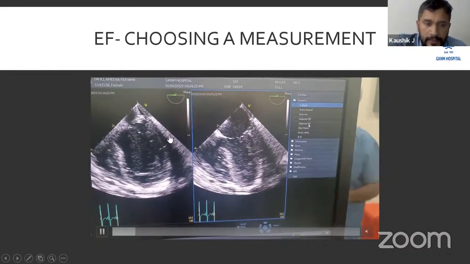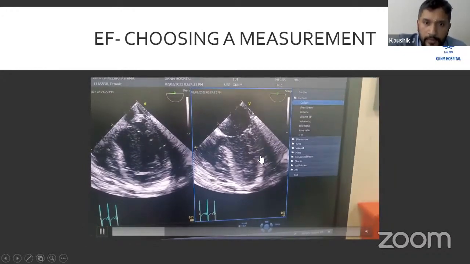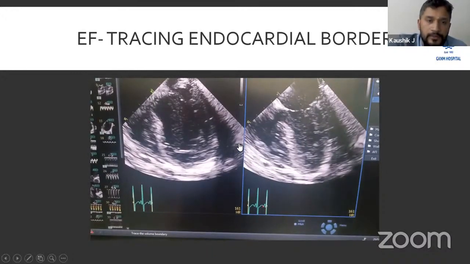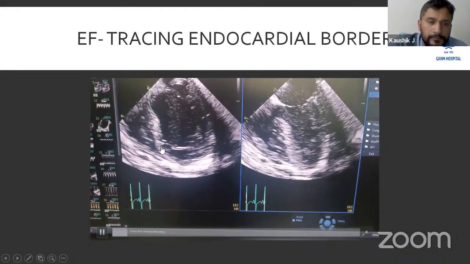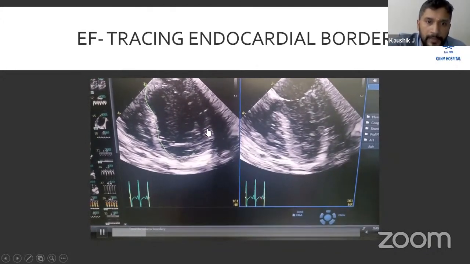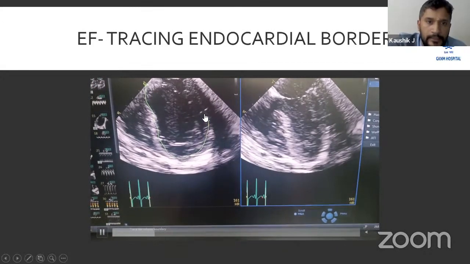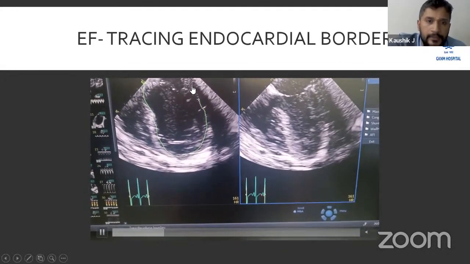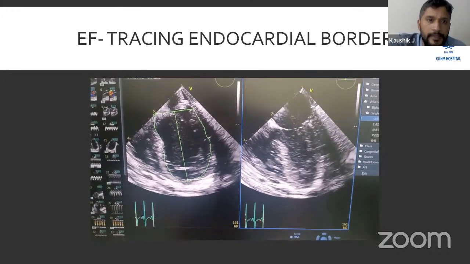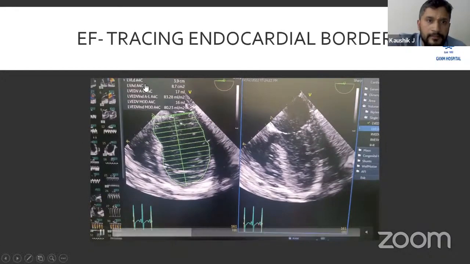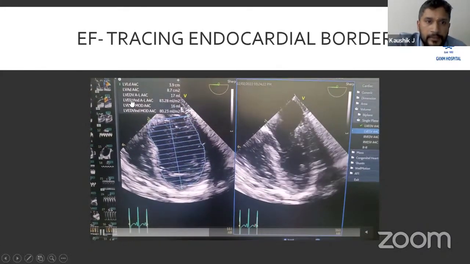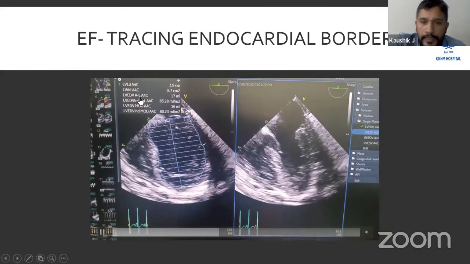So once you've traced the endocardial borders, the machine is going to throw up your ejection fraction automatically. So this is what we're going to be doing next. So we are tracing out the endocardial borders. We are careful enough to include the papillary muscles. And on the left, we are doing it for the end diastolic frame. So you have dropped the line, and the machine throws up a series of values on the left corner of the screen. You have the end diastolic volume, end diastolic area, etc.